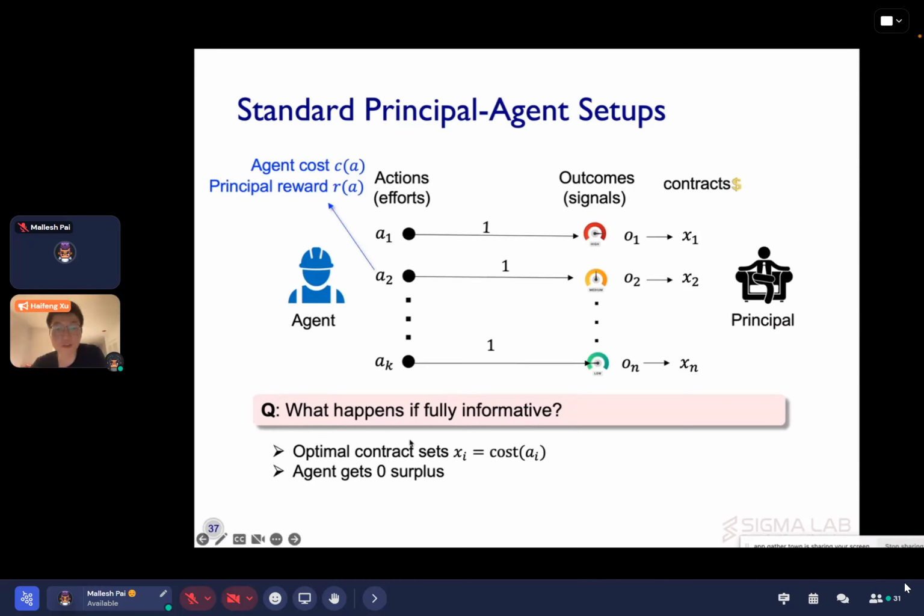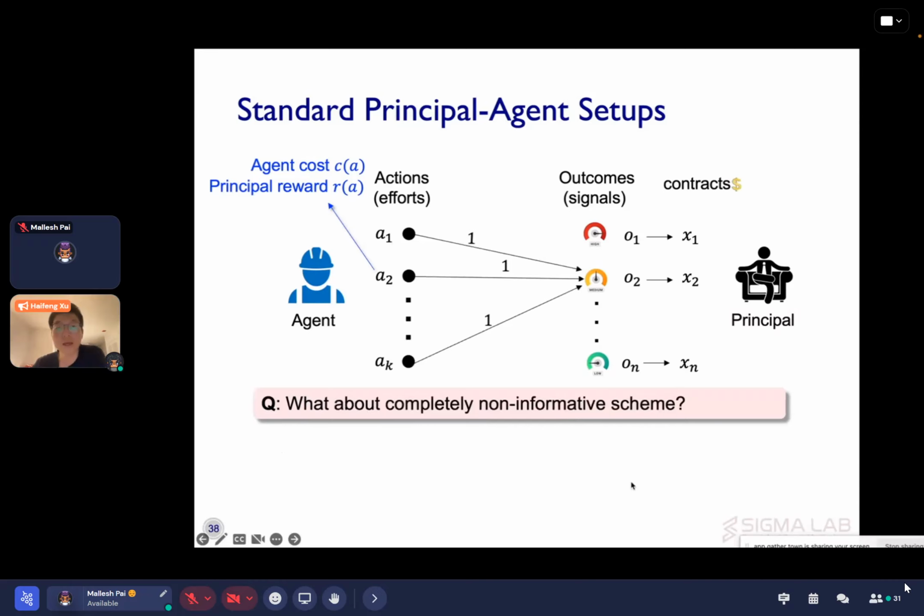And in this case, you could imagine the agent is going to get zero surplus, because whatever his cost, he would only be compensated exactly by the cost that he suffered. He will not get anything additional. And that was viewed as a less ideal situation in contract design, because we want the agent to share some of the welfare surplus from this interaction. So this is not a desirable outcome.